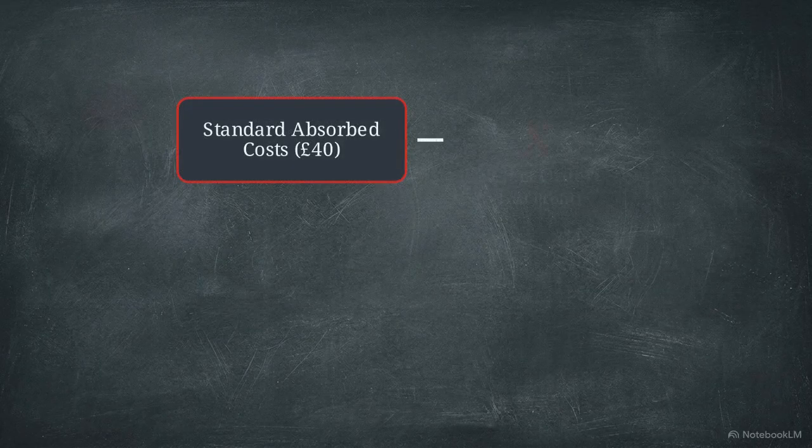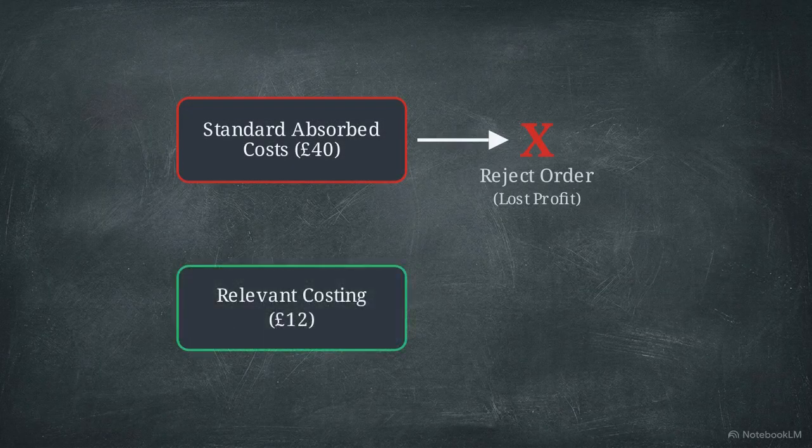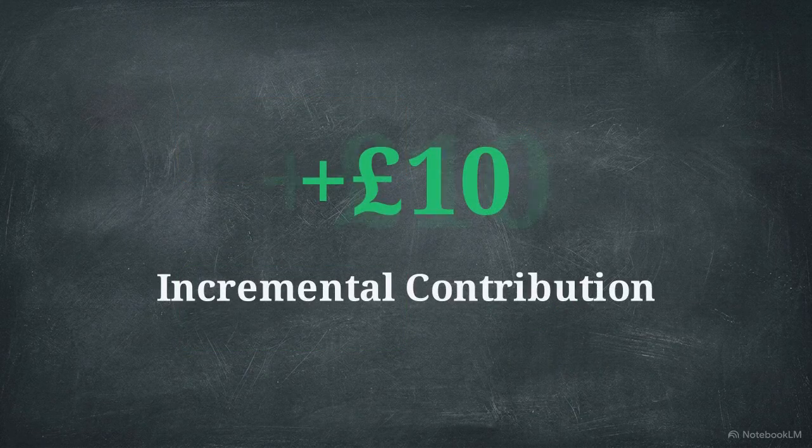Relying on standard absorbed costs for one-off decisions can lead to rejecting orders that would actually increase the company's total profit. By isolating only the costs that change, the true contribution becomes clear.